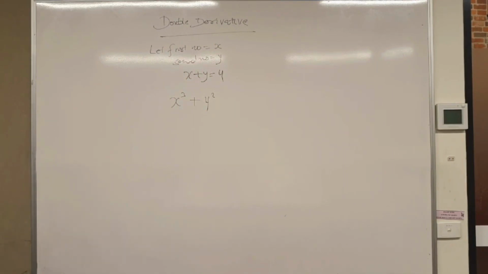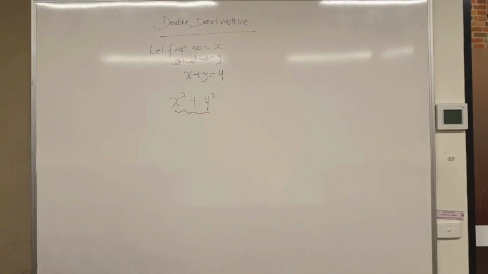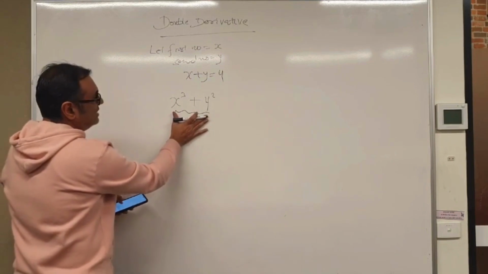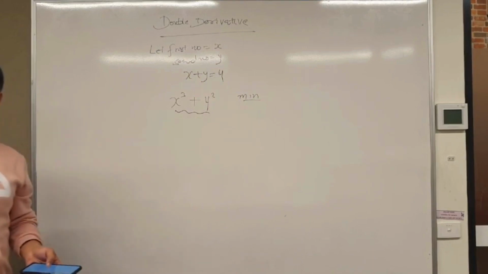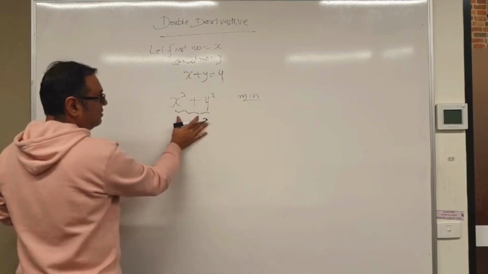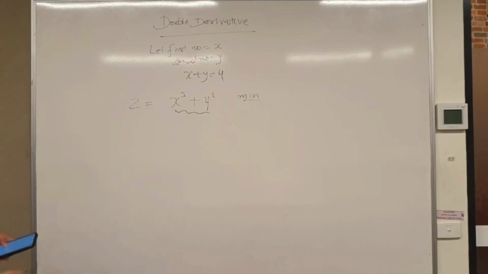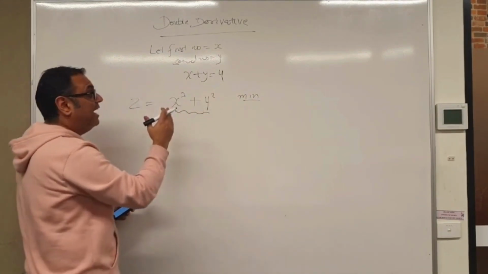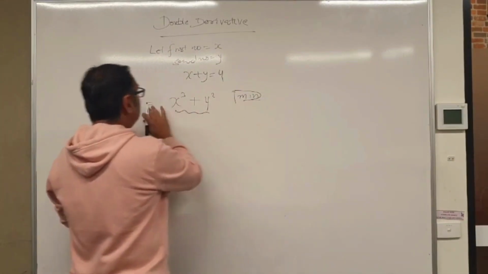So that's what the writer tells me: as small as possible. That means minimum, so I need to find that this needs to be a minimum. As small as possible means derivative. So let's say this is the function, z. I need to find the values of x and y in such a way that the function z is minimum.